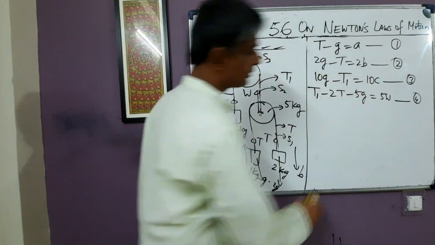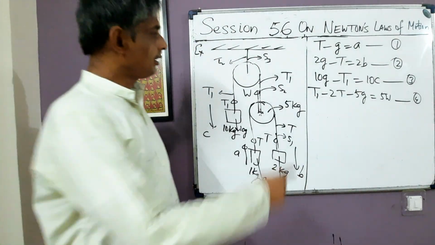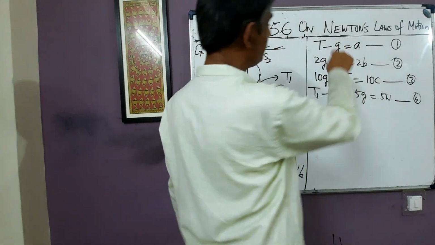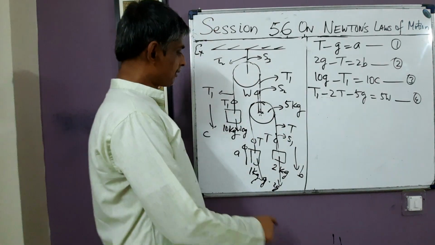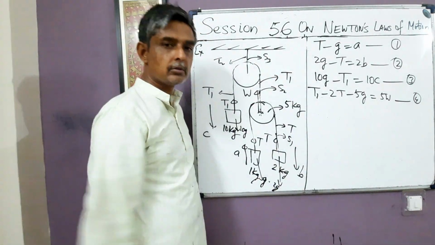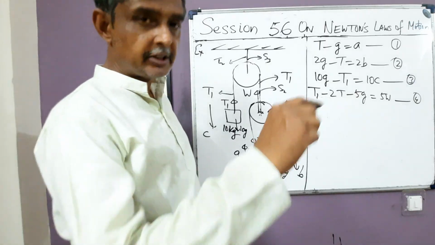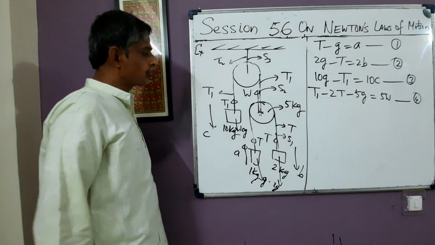Alright, fine. Now see, count the number of unknowns. How many unknowns are there in the problem? You can see: A, B, C, W, T and T1. 6 unknowns are there. So we need a total of 6 equations. But 4 equations we have already written from Newton's law. So remaining 2 equations will come from the constraint theory. What is that constraint theory going to be?